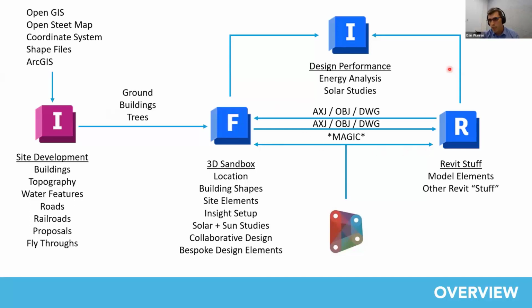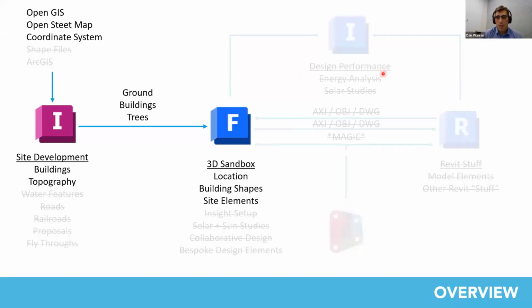I don't know if the Zoom window is blocking the right side of my screen? Nope. Okay, good. So in FormIt and Revit, we can go back and forth on those bespoke design elements. And then of course, you can always sprinkle a little Dynamo magic in there to make it happen. And we've got access to the design performance tools like Insight. So what we're really going to focus on is just this piece right here.